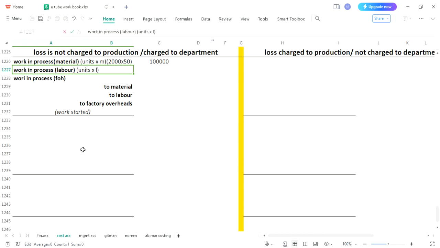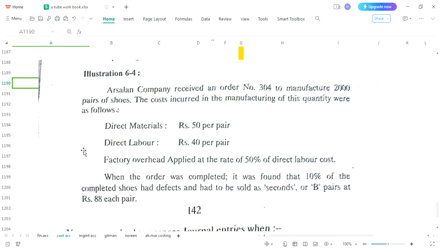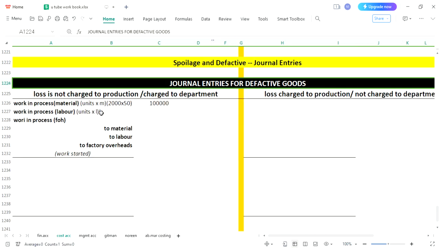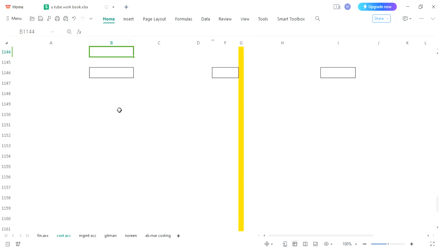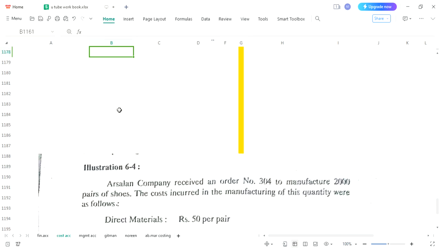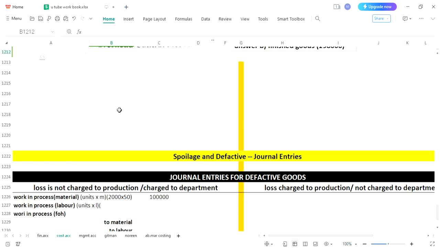After which we will be putting the amount. The number of units we do know, and that number would be the same for material, labor, and so on. 2000 units we are manufacturing, and the per unit cost of labor is 40. So come over here, and per unit cost is 40, so you will be putting the number of units 2000 and multiplying with 40, which is the per unit cost of labor.